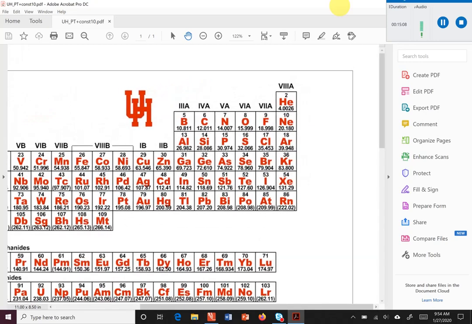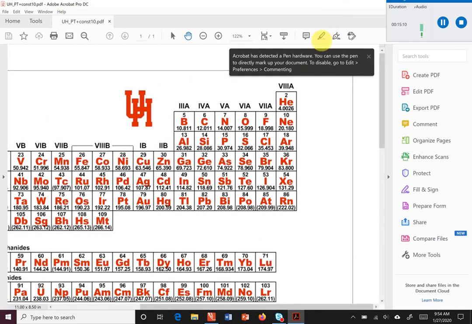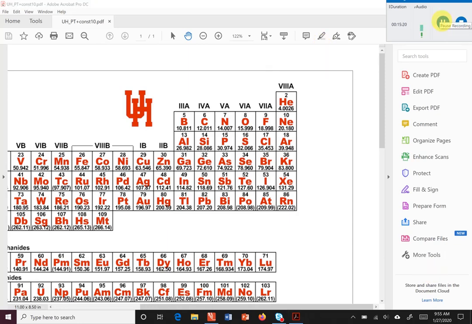If we zoom in, I don't know why my highlighter doesn't follow me in this program. All right, sorry, I think I fixed that problem, so now you'll be able to follow my highlighter.